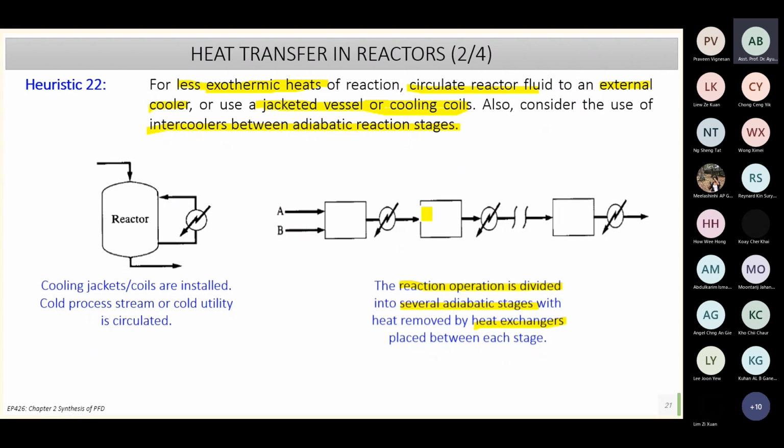If you need to reduce from a high temperature to a low temperature and the temperature change is very big, you need to do it in series. You need to separate them into stages because you cannot do just one shot of heat exchanger. Why? You need a lot of energy to reduce that big gap of temperature.